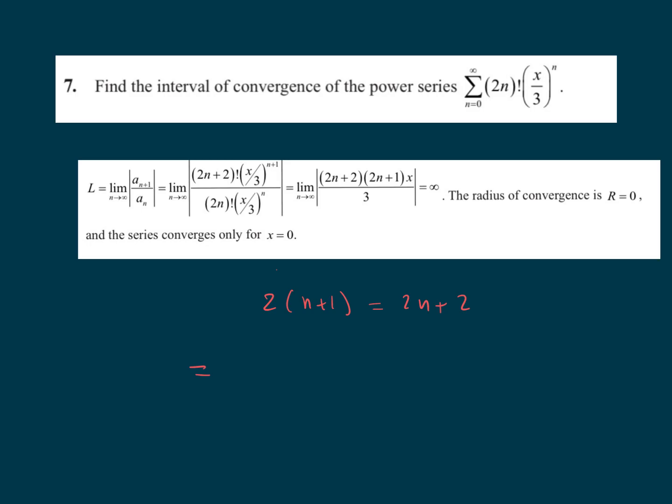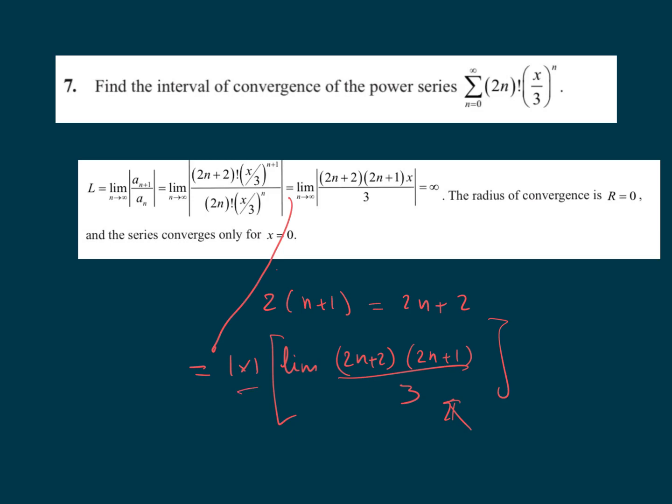This is equal to the absolute value of x times the limit of (2n+2) multiplied by (2n+1) divided by 3. This limit goes to infinity. So for any x that you plug in, x times this number will be infinity. Because the ratio test says that the limit has to be less than 1, and infinity is greater than 1, the series diverges for all x.